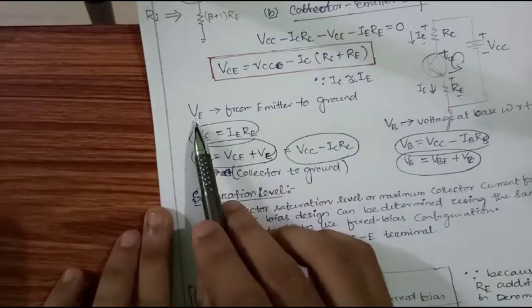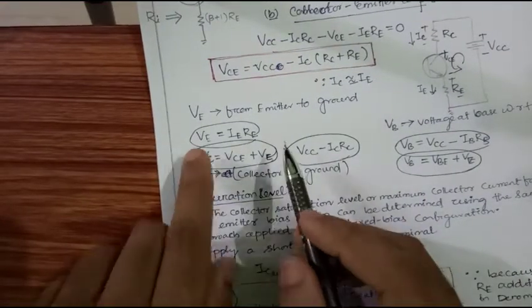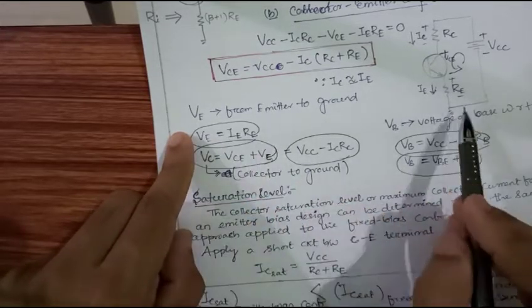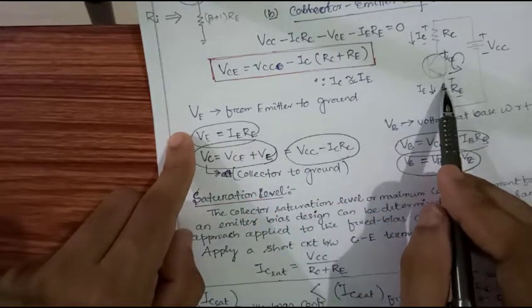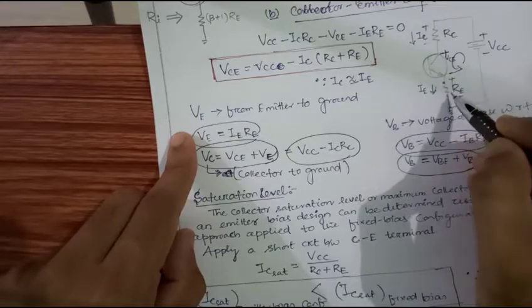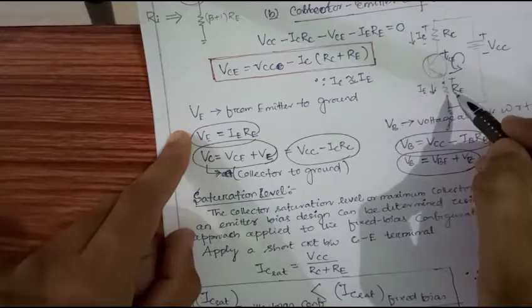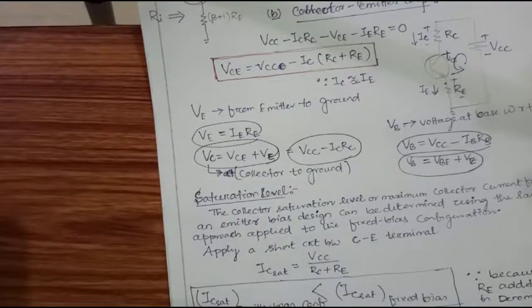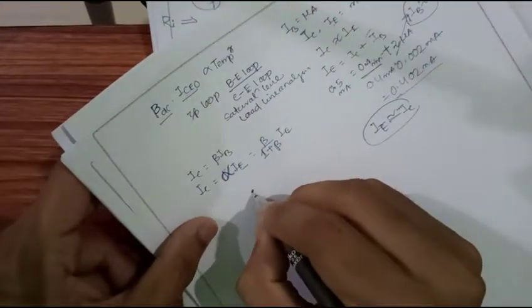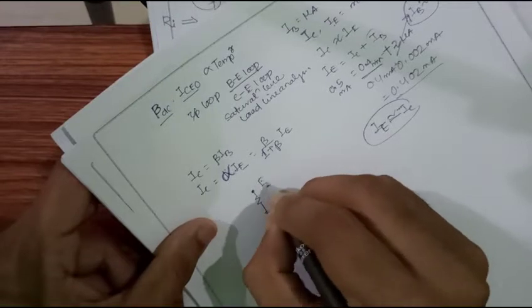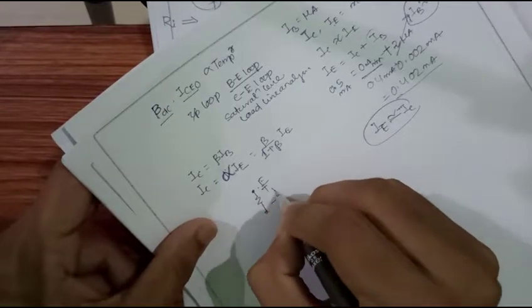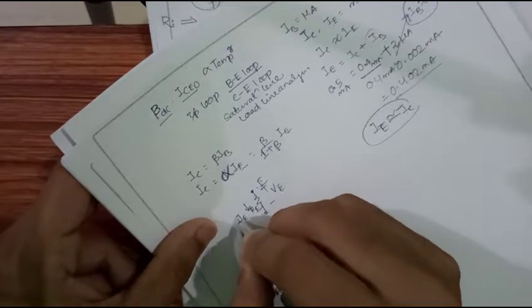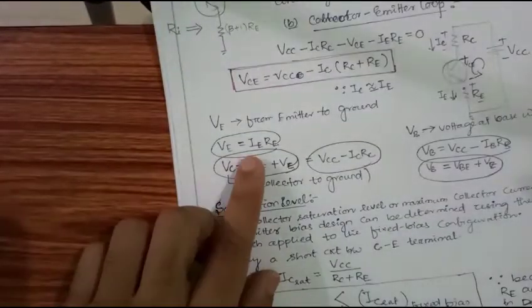You see, we know in the previous case, the fixed bias case, our emitter was grounded. That's why my VE value was 0. But here the emitter is not grounded, because this is the emitter terminal, and with the emitter terminal, resistor RE is connected. Then what will become my emitter voltage? This VE means from the emitter to ground. From emitter to ground, this voltage is VE, which is nothing but IE into RE, because of the current across the resistor, that is IE RE.